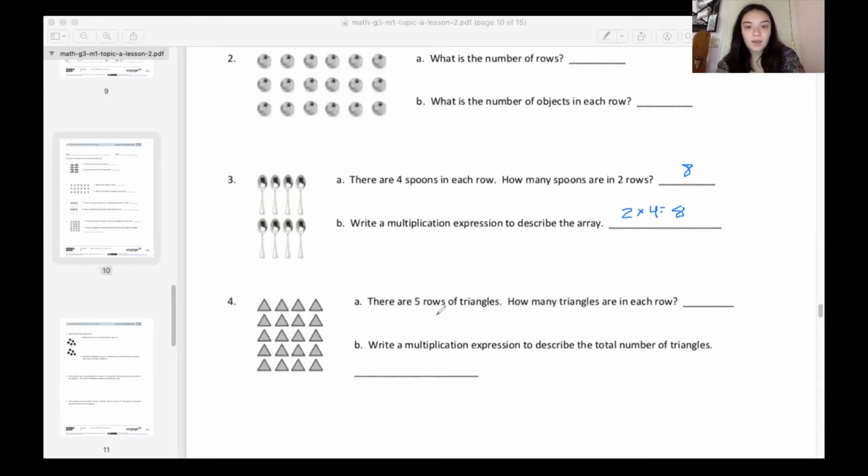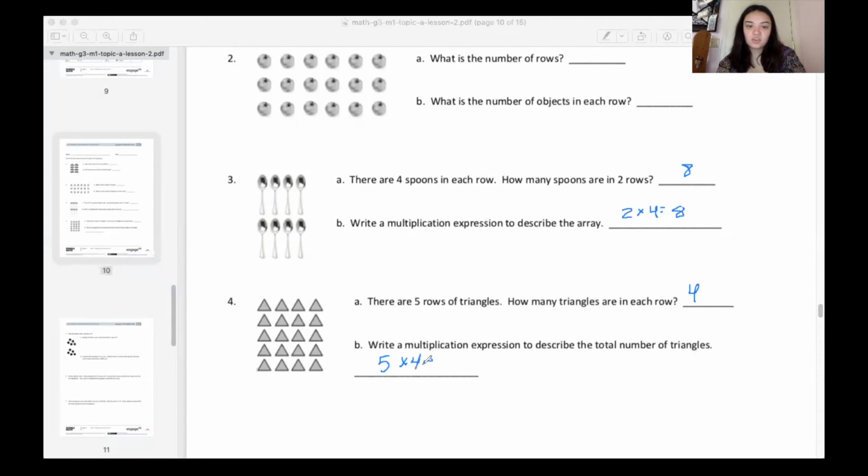So there are 5 rows of triangles. How many triangles are in each row? Again, you can count. Here are the rows. There are 5 going down the side. So 1, 2, 3, 4, 5, and there are 4 in each. 4 triangles in each row. Write a multiplication expression. So we have 5 rows, or 5 groups, and there are 4 triangles in each.